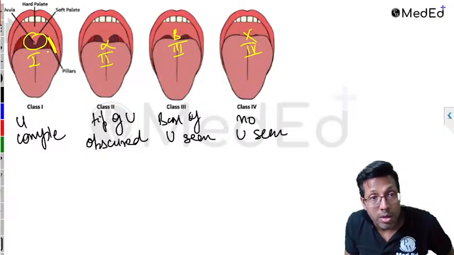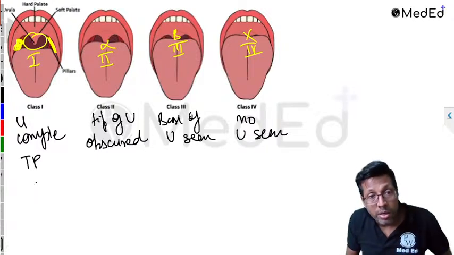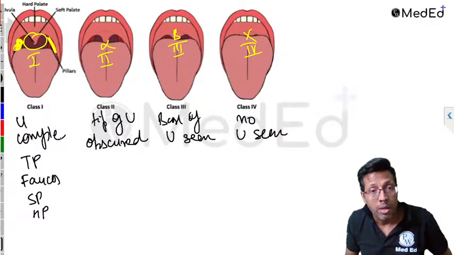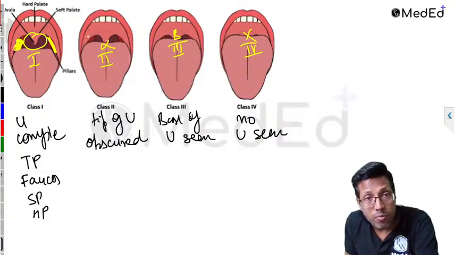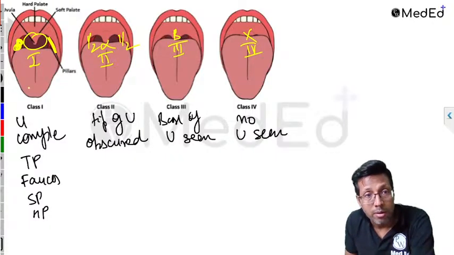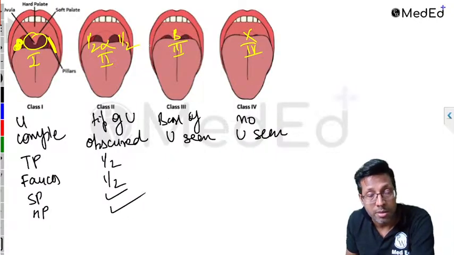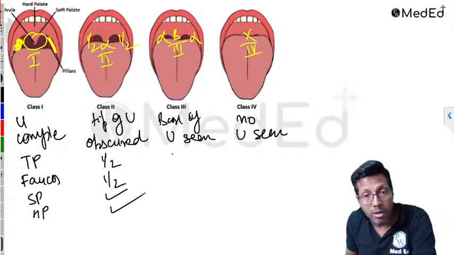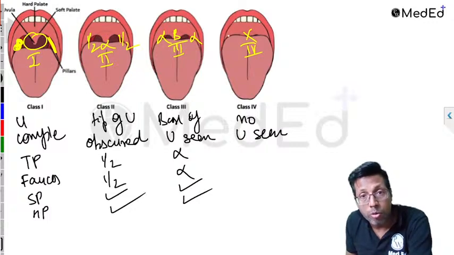These are called the tonsillar pillars, and this area here is called the fauces. So in Mallampati 1 you get to see tonsillar pillars and fauces completely, and of course the soft palate and hard palate as well. In Mallampati 2, fauces and pillars are seen half, but soft palate and hard palate are seen. In Mallampati 3, these two are not seen, but soft palate and hard palate are seen. In Mallampati 4, nothing is seen except the hard palate.